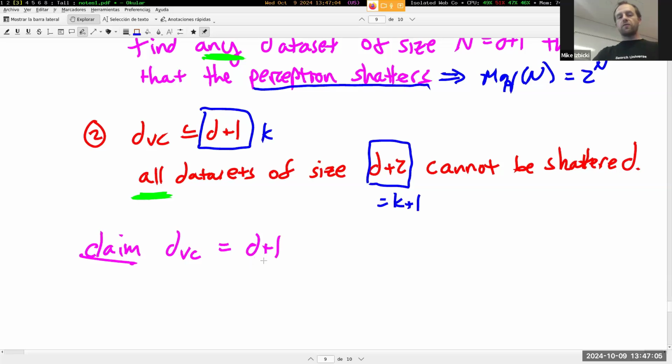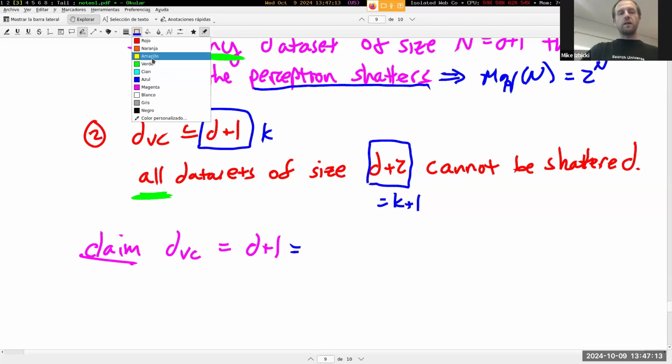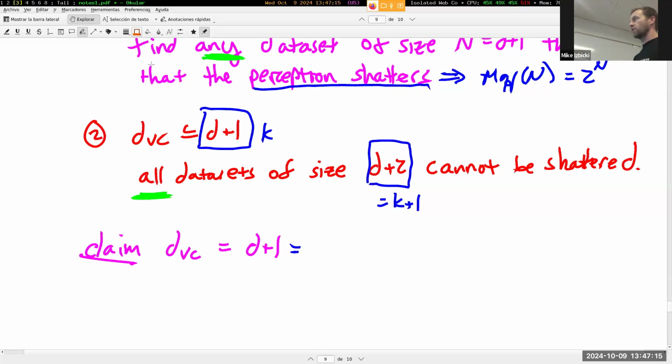So this is an exact formula for the VC dimension of the perceptron hypothesis class. We will see that for most classes that we're interested in, we actually cannot have exact formulas, or we do not know what the exact formulas are. It is an open problem to compute those exact formulas.